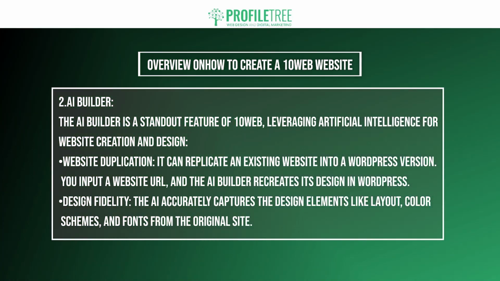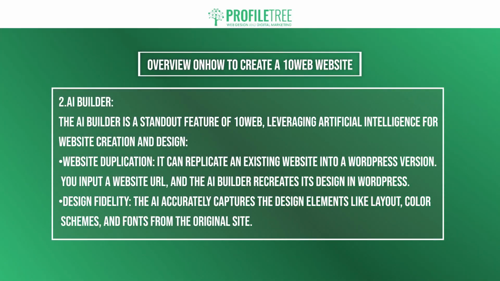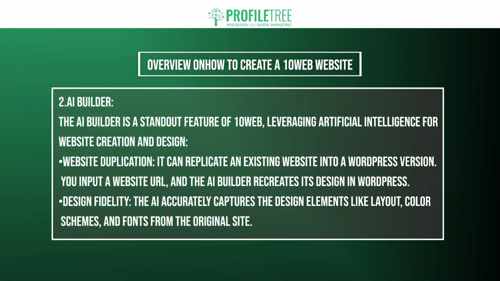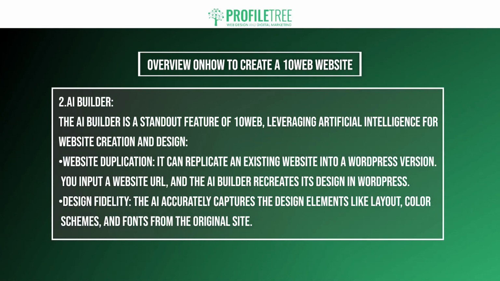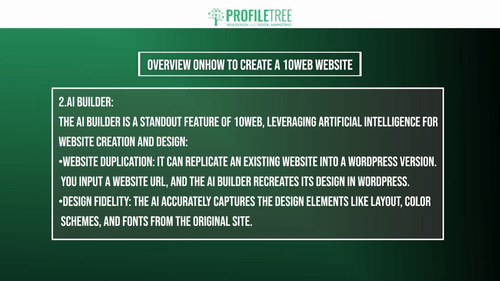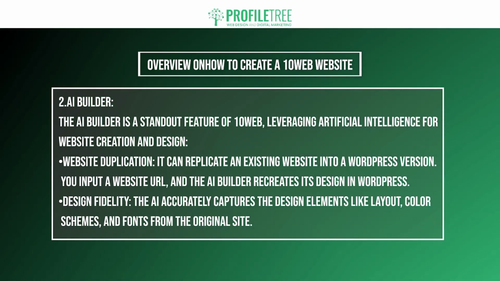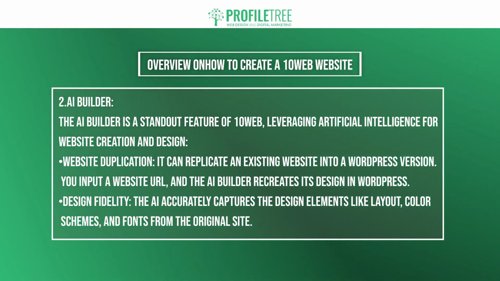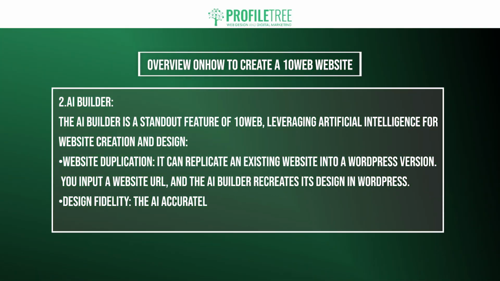So number one, it does have website duplication. It can replicate an existing website into a WordPress version, so you can input a website URL and the AI builder recreates its design in WordPress. Now, number two, it does have the overall design, so AI accurately captures the design elements like layout, color schemes and fonts from the original site.